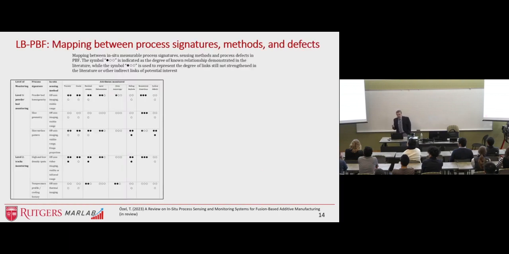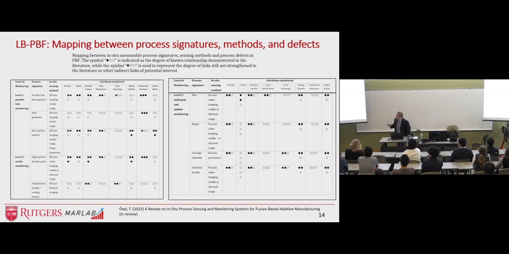So let's look at the mapping between those process signatures and methods. We can also look into the level of monitoring. We talked about levels 1, 2, 3, and then process signature and size, shape, average density, powder bed homogeneity, slice geometry, slice surface pattern, and so on. And then look at what is the current status, how strong, what is the degree of known relationship demonstrated in the literature, while the other symbol is used to represent the degree of link still not strengthened in the literature, or where there is really some potential not being explored yet.